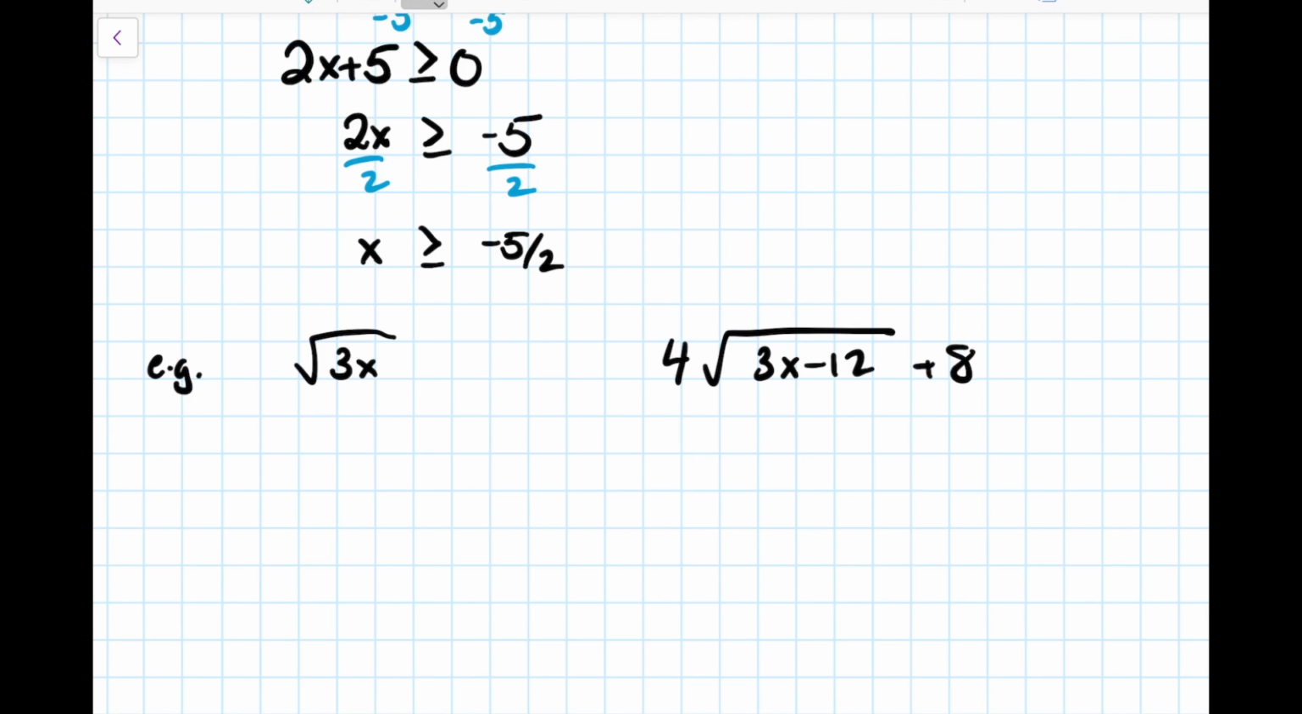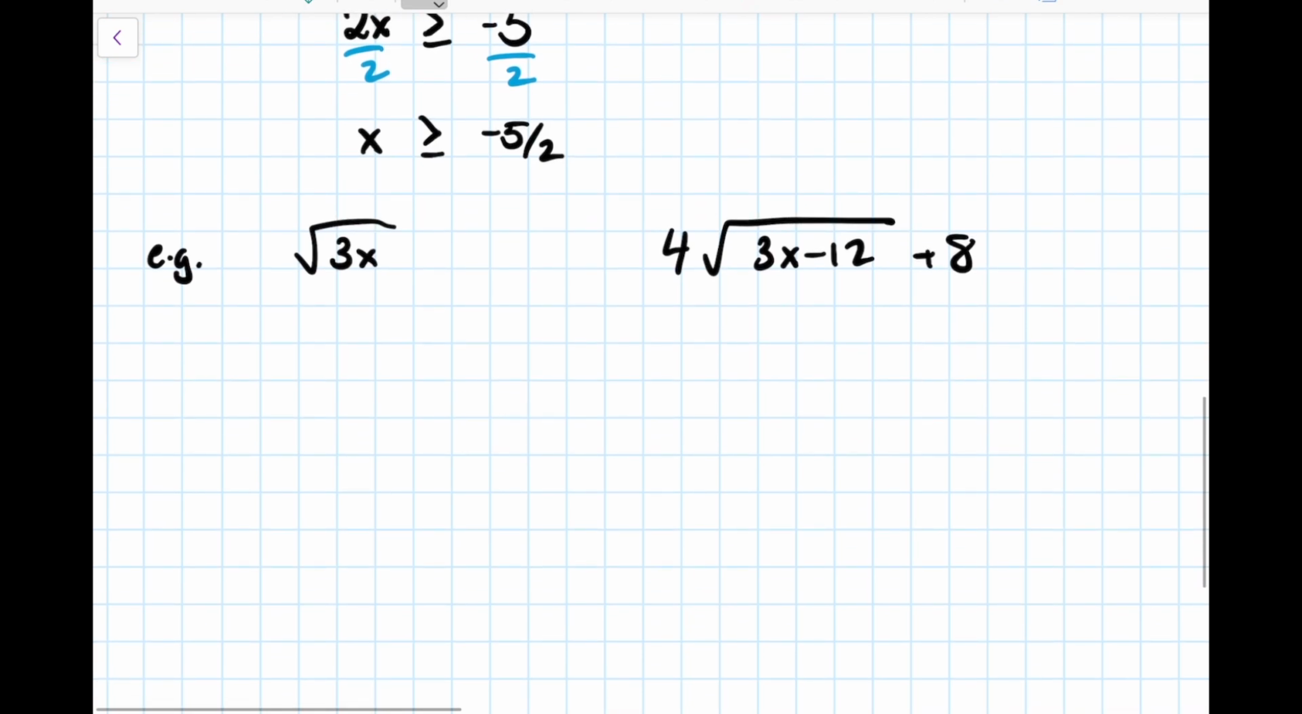All right, so the one on the left is pretty simple, right? So 3x greater than or equal to 0. We're going to divide both sides by 3.